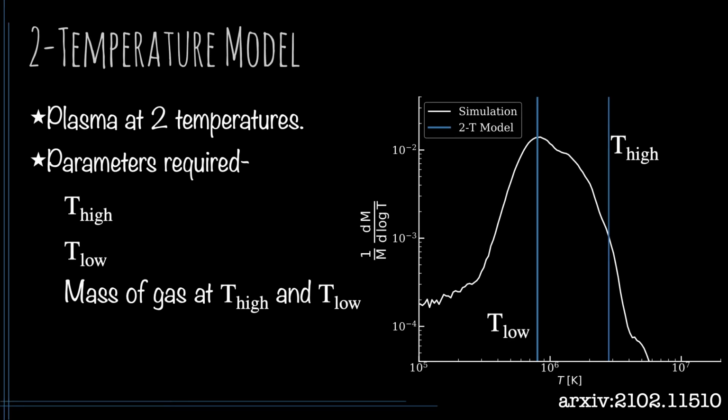A popular spectral fitting model is the two-temperature model. As the name suggests, this model assumes that the X-ray emitting plasma comprises gas at two temperatures, T high and T low. Apart from the two temperatures, we also require the mass of the gas at the respective temperatures for complete description of the model. On the mass distribution curve, this model is visualized by two delta functions seen here as the two vertical blue lines.